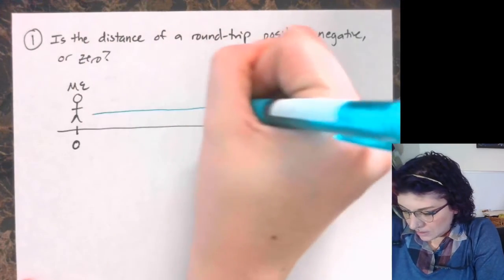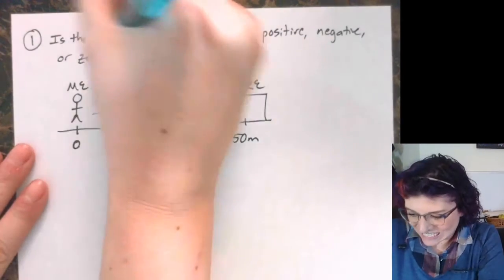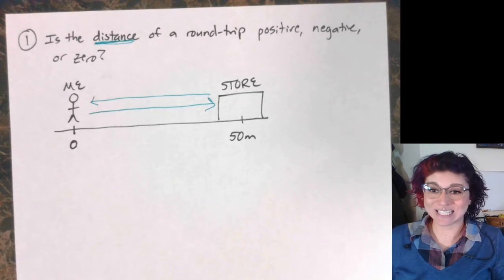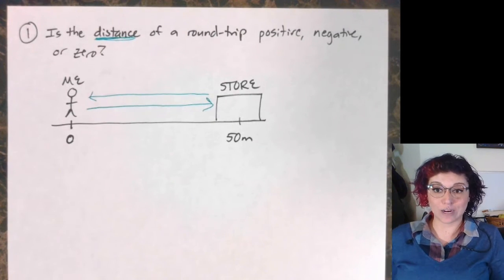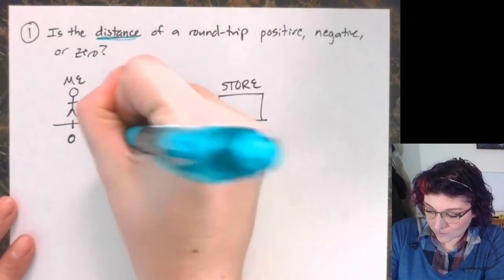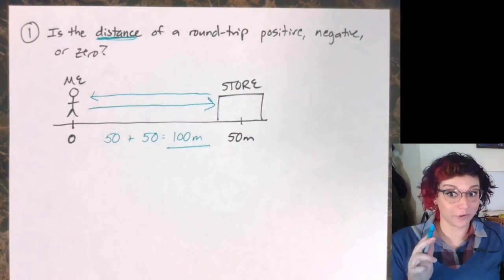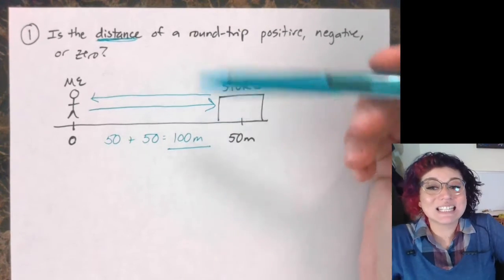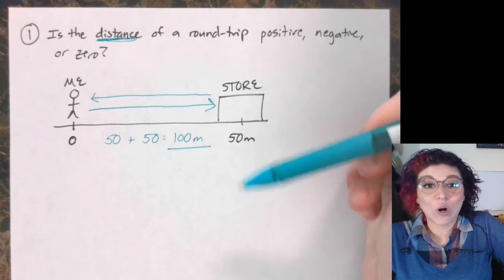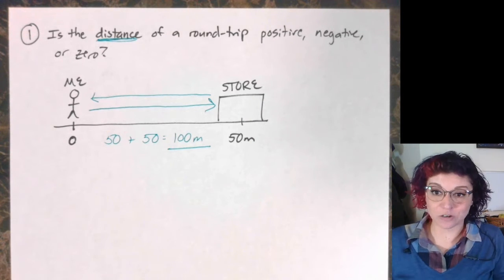So if I go there and back, what is the distance I have traveled? So remember, the definition of distance is the length traveled, right? So I went 50 meters one way, 50 meters back, equals 100 meters total. Don't forget your units. So this is the total distance I have traveled, right? At the end of the day, I walked that far, to the store and back, and it was 100 meters as me walking.